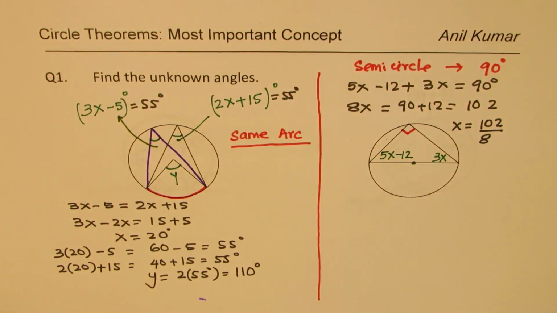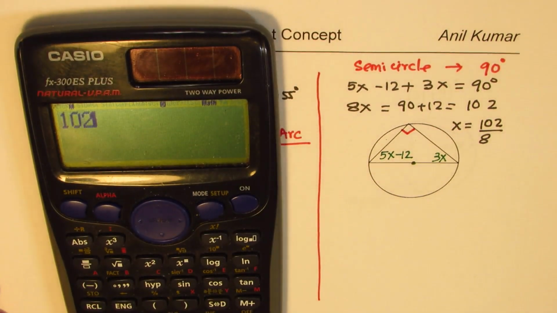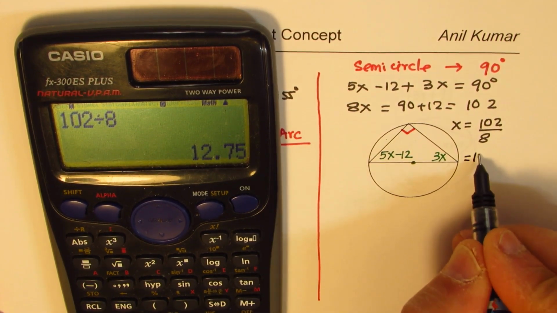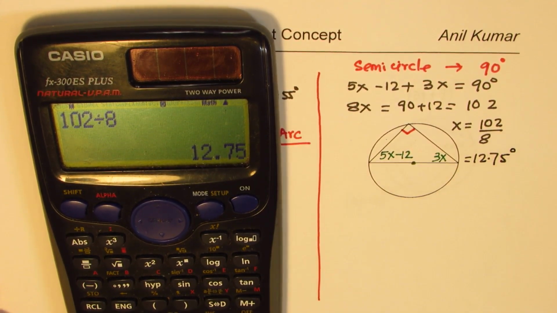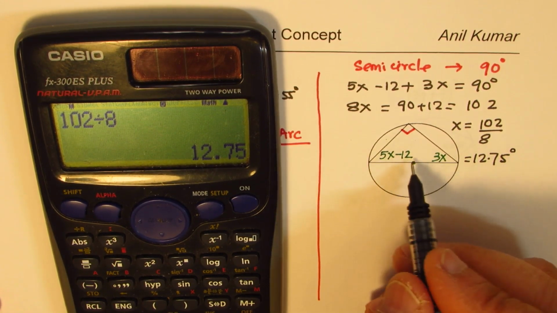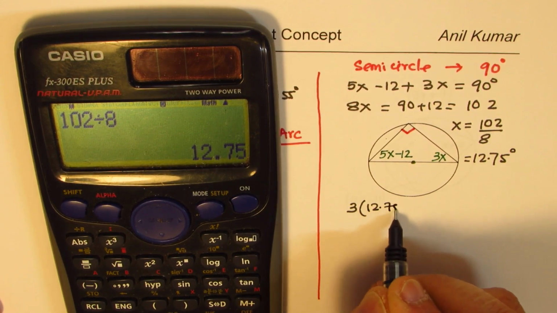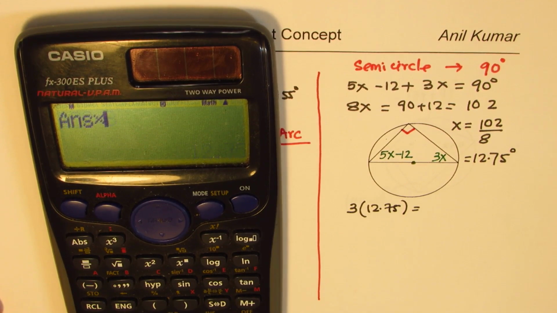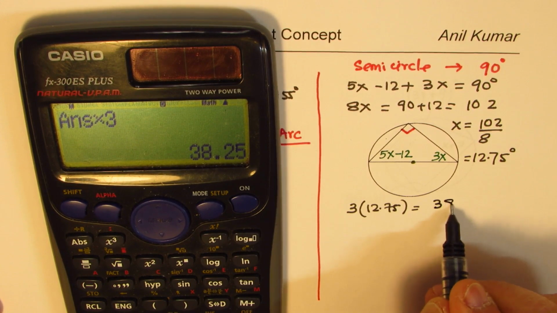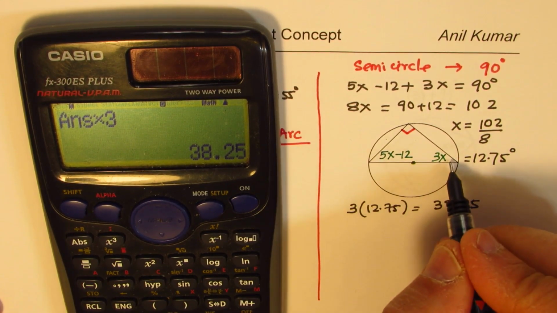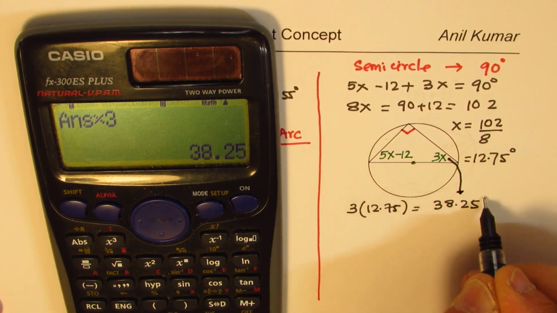Now this is where you should use calculator, right? So don't try it without calculator. So we get 102 divided by 8, which gives you x equal to 12.75 degrees, right? If calculator is allowed, this is where you should use it. So we get our angle. Now we can find all the angles. So we say 3 times 12.75 is equal to how much? Let's multiply by 3 and get your answer in decimals. So we have 38.25. So this angle here is 38.25 degrees.